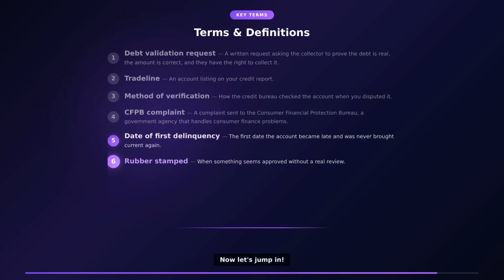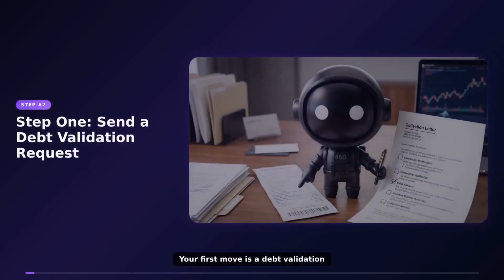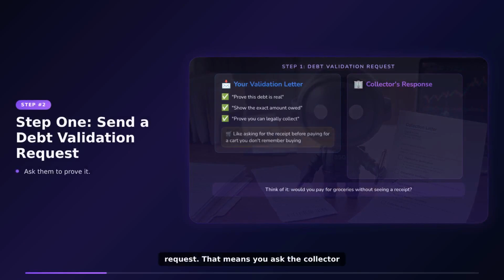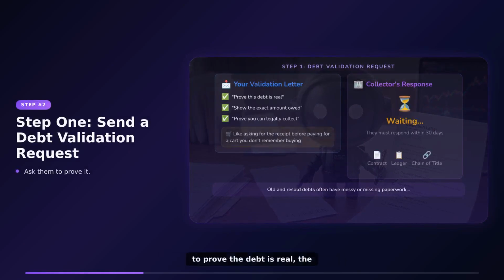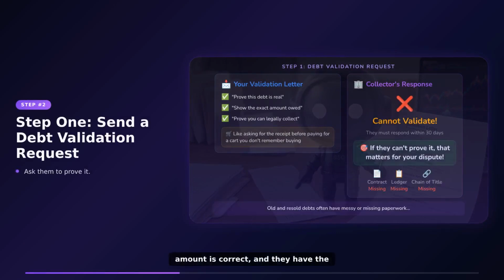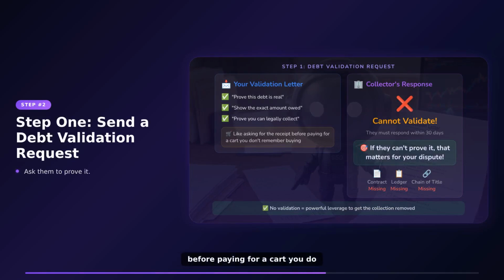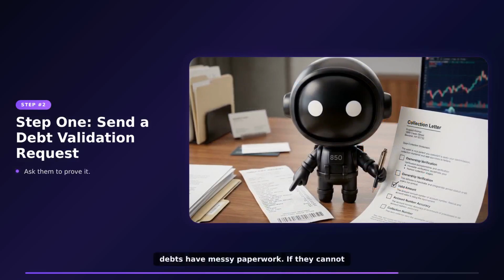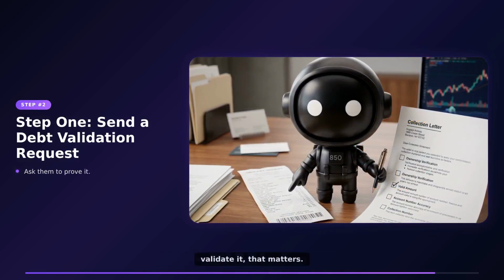Now let's jump in. Your first move is a debt validation request. That means you ask the collector to prove the debt is real, the amount is correct, and they have the legal right to collect it. Think of it like asking for a grocery receipt before paying for a cart you do not remember buying. Many old or resold debts have messy paperwork. If they cannot validate it, that matters.